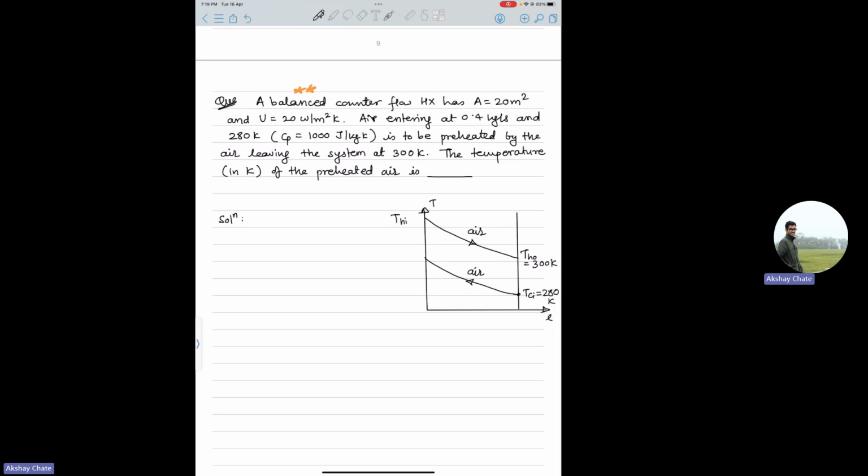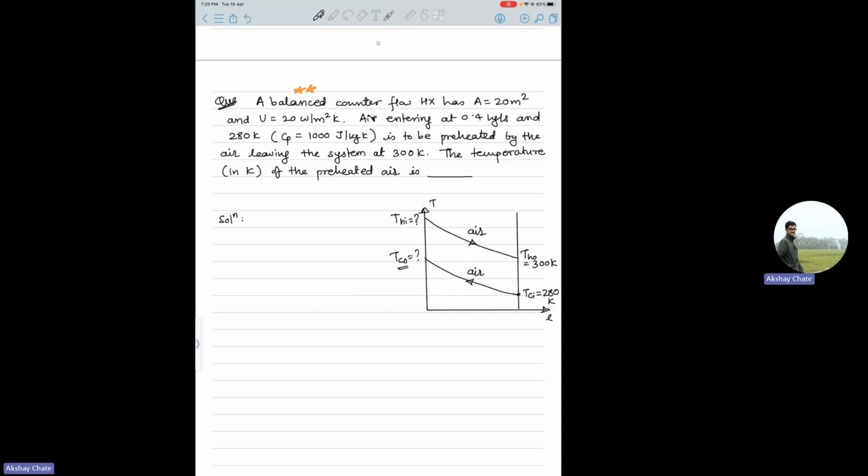So THI is not given, and TCO is also not given. And TCO is, in fact, what is asked. And what about the MCPs? CP will be the same because it is air, and since it is a balanced counterflow exchanger, they have not mentioned the mass flow rate for the other airstream, but it should be the same only, right? Because then only you will have C equal to 1. So m dot C has to be the same. So m dot will be the same in both streams.